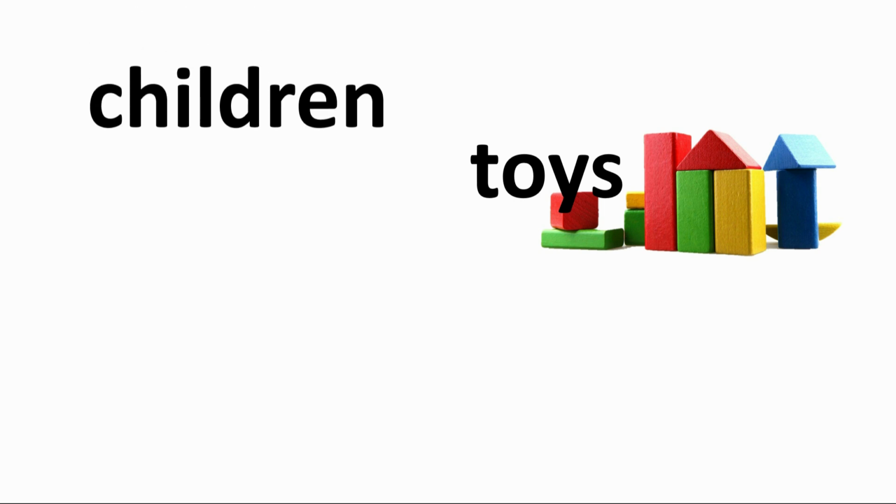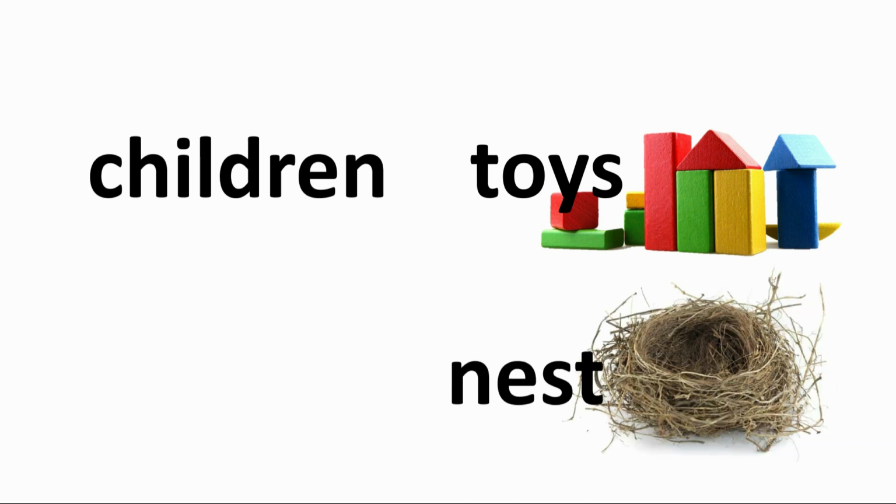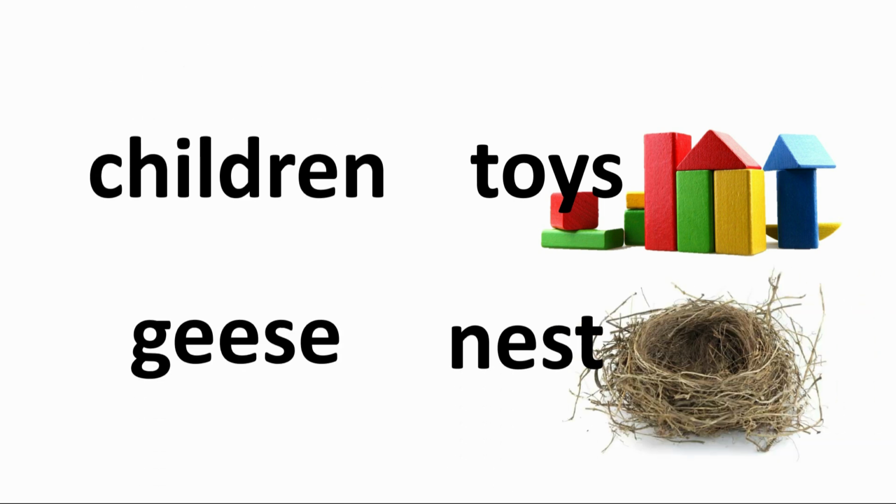Okay, so what about plural nouns that do not end in S? Suppose there are some toys which belong to some children, or a nest that belongs to some geese. We identify the whole group of children as owning the toys, and the whole group of geese as owning the nest.